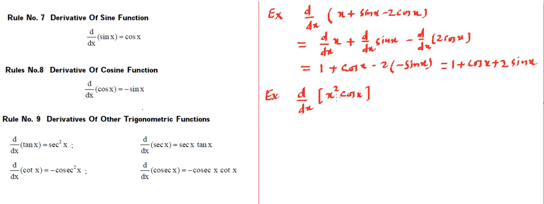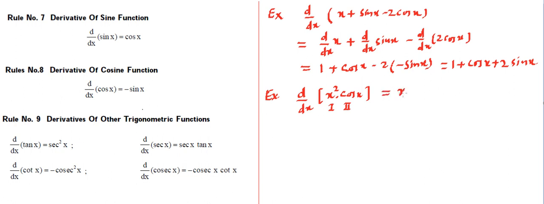So here you can see this is x square into cos x, so this is a product of two functions. So here we will be using the product formula, and we will be treating this as the first function, this is the second function. Now this differentiation cannot be performed by any other method except applying this product rule. So here you will find this product rule is extremely important.